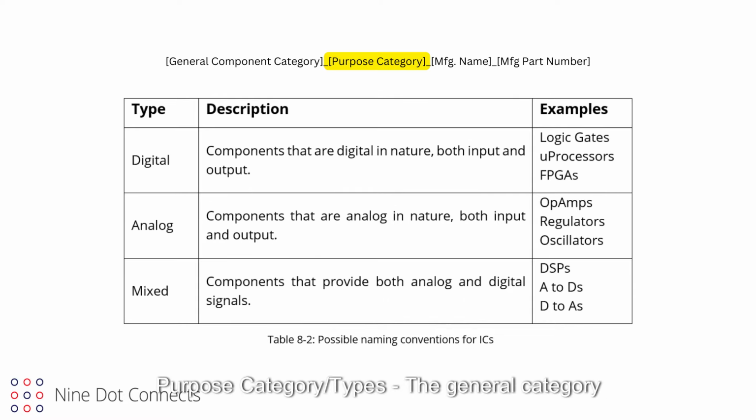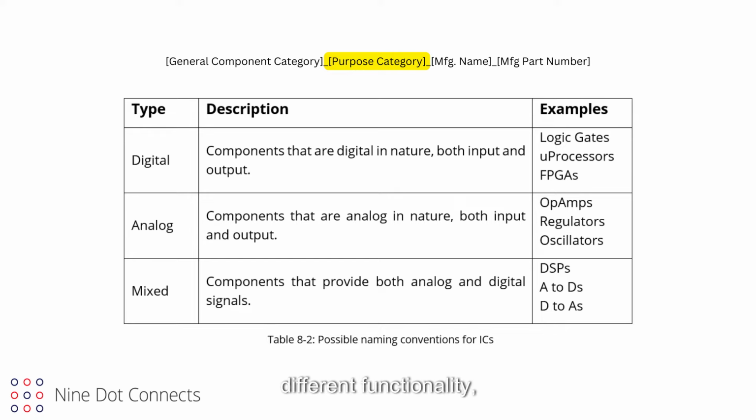Purpose category, types. The general category certainly helps to provide some high-level sorting, however, most component categories need additional sorting. For a discrete like a resistor or capacitor, there can be multiple types of these components. For example, TVS, Schottky, Zener, and tunnel, are just a few of the different types of diodes. Since each of these provide a different functionality, they need to be part of the name. ICs also need to be further sorted. Though this list is not definitive, it provides some guidance.